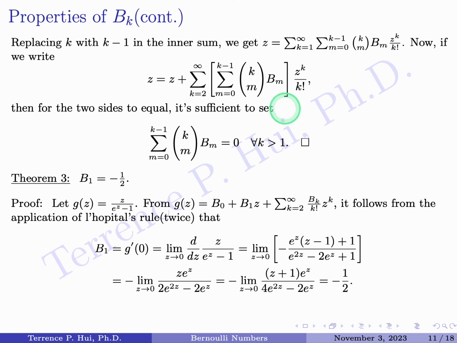If this square bracket, the coefficient of z to the k, think about this. Because look at this inner sum. The inner sum depends on m. z to the k over k factorial has nothing to do with m. So I can just factor out like this. So if I can make this whole square bracket equal to 0, yeah, it's a sufficient condition that will make it 0, and that's exactly how you prove it. So in other words, this inner sum, m equals 0 to k minus 1, of k choose m, b sub m, equals 0 for all k bigger than 1, that will do it, right?